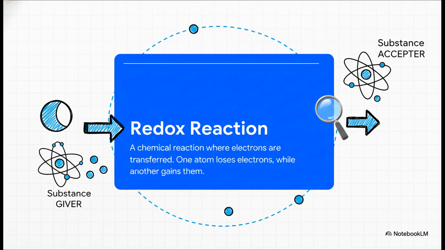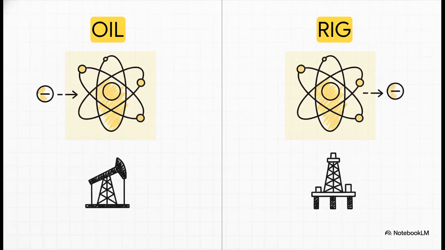Now, the key thing to get is that it's always a partnership. You can't have an electron just leave an atom without having somewhere to go. So one atom loses, another one gains. Always. So, how on earth do you keep track of who's losing and who's gaining?